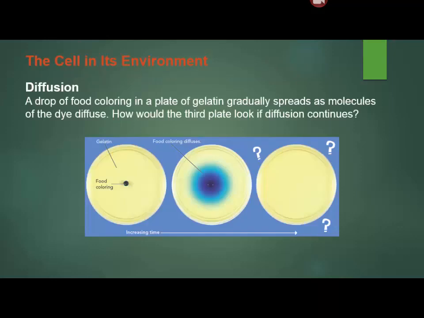Inside of your notes, you see a picture that looks like this. It shows a drop of food coloring placed on a plate of gelatin, and it slowly spreads out due to diffusion. Draw a picture of how you think the plate would look if diffusion continues.